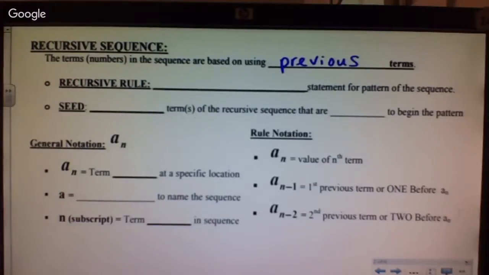Okay. So, in other words, in order to create these equations, you need to know what happened before.